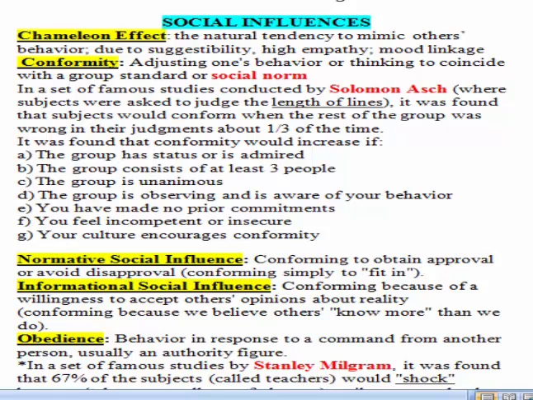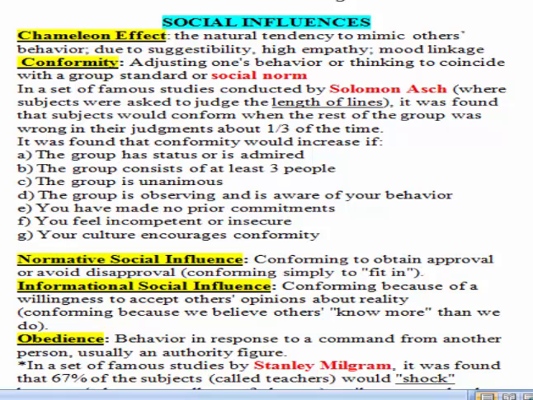We had talked about suggestibility, like school shootings or suicides or things like that can also be a part of the chameleon effect. So conformity is adjusting our behavior or thinking to coincide with a social norm. Remember, social norms are different based on culture and things like that, and we have to be aware of what a social norm is in order to be able to conform to it.